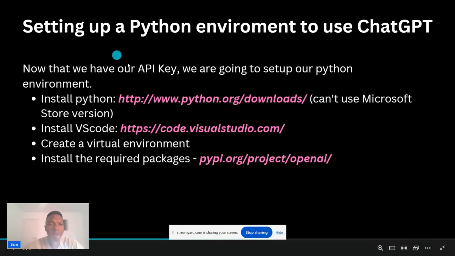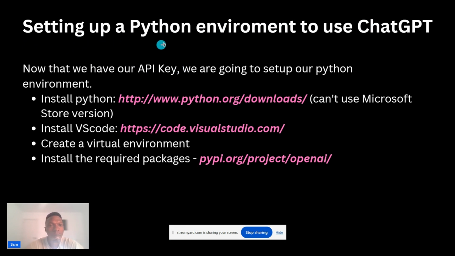You can see here that we have an overview of what this video is going to be about. We're setting up a Python environment to use ChatGPT. That's the goal of this video. I feel there are two prerequisites. You need to have Python downloaded. This is the link if you've not downloaded Python previously. And you need to also have Visual Studio Code. This is going to be our code editor, where all the magic is going to be happening from. So make sure you have this too.